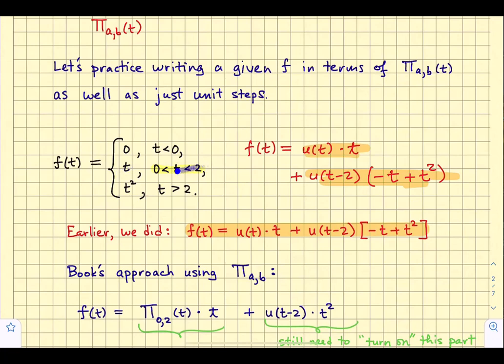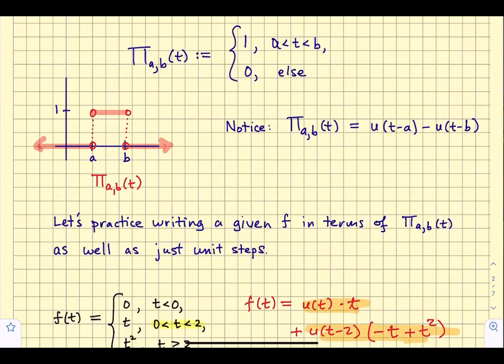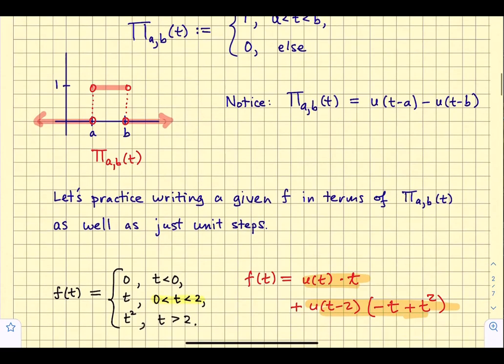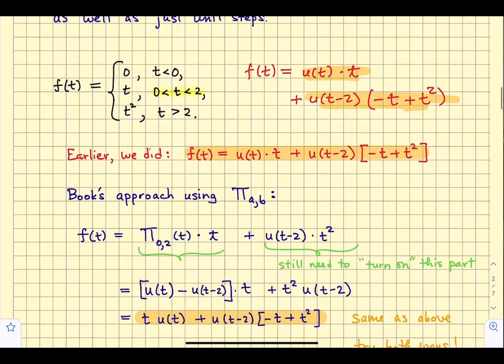So notice this function just doesn't stay off when you get to the right of 2. It needs to turn on the function t squared, and it needs to stay on forevermore. And notice the rectangular window function isn't really built to do that. It's built to have things off and then on and then off again. It's not built to just keep things turned on. And so we just have to go back to the unit step concept.